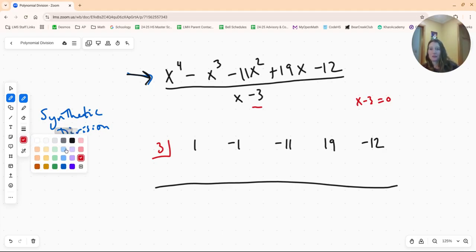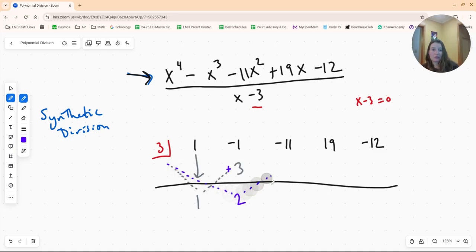The first thing I do is simply drop this first coefficient down. So just follow along with what I'm going to do here with the numbers, and hopefully it will make sense. All right, so now I'm going to multiply 3 times 1, and that gives me 3. And I add the two numbers that I see there stacked up on top of each other. -1 plus 3 is 2. And I do this again. 3 times 2 is 6. -11 plus 6 is -5.